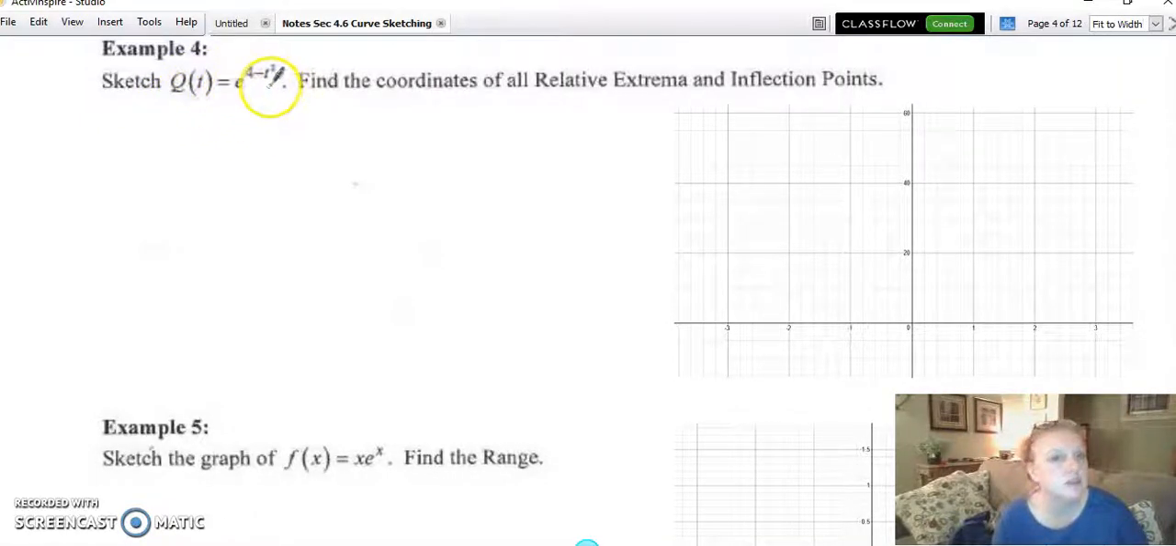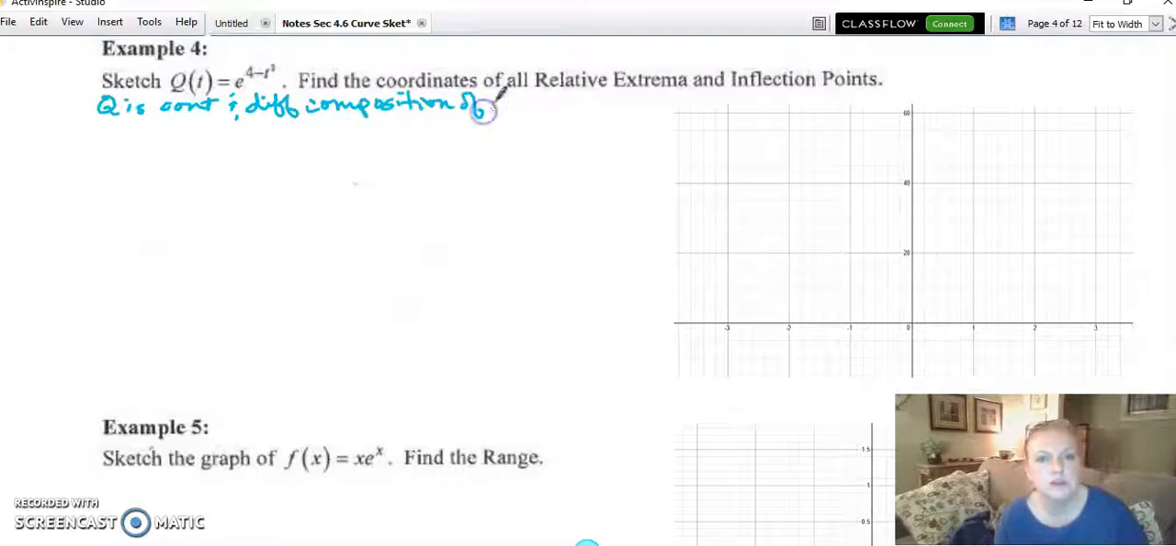It is a continuous function. It's defined everywhere, so we can put that in. Q is continuous and differentiable, and we have the reason for that. It is the composition of continuous functions, a parabola and an exponential function. And so we know that our domain is negative infinity to infinity.